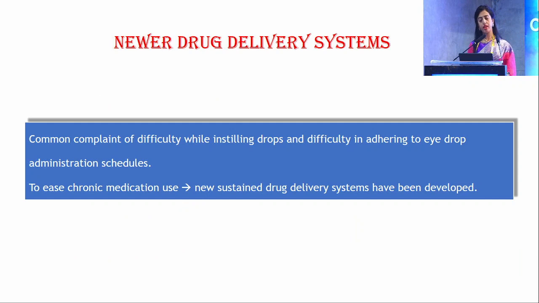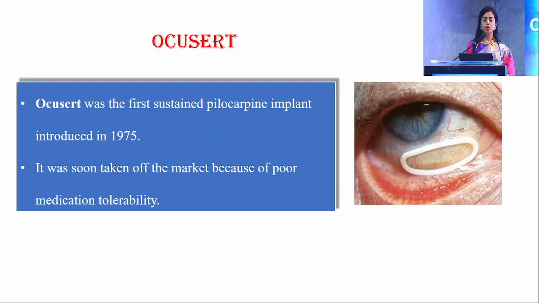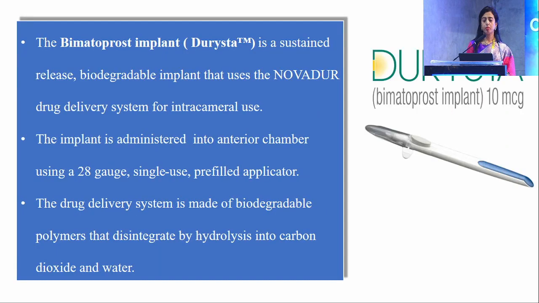These are a few slides on drug delivery systems. A common complaint from patients is difficulty in instilling the drops and difficulty in adhering to the eye drop administration schedules. To ease the chronic medication use, new sustained drug delivery systems have been developed. One of them is the Ocusert. This was the first sustained pilocarpine implant, introduced in 1975, but it was soon taken off because of poor medication tolerability. Next is the bimatoprost implant, also called Durysta.